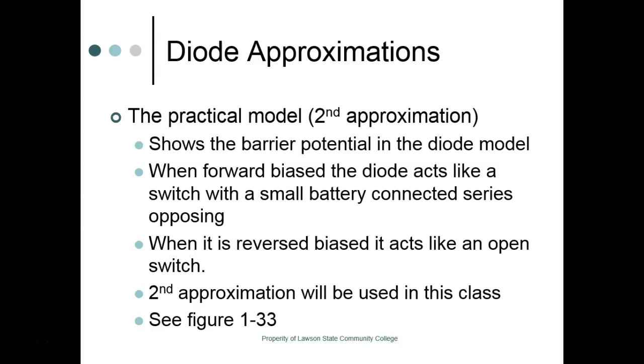We're going to use the practical model. We call this the second approximation. It shows the barrier potential of the diode, which forward biased acts like a switch with a small battery connected in series. When reverse biased, it acts like an open. So this is the one we're going to use right here. So what are we going to use in our formulas for silicon? About 700 millivolts, right? And for germanium, we'd use what? 300 millivolts, Rich.